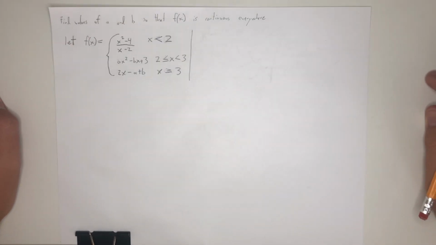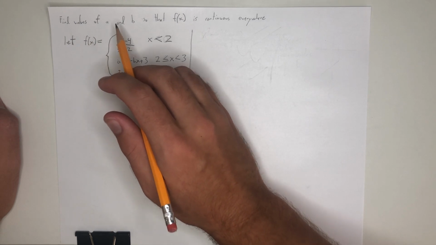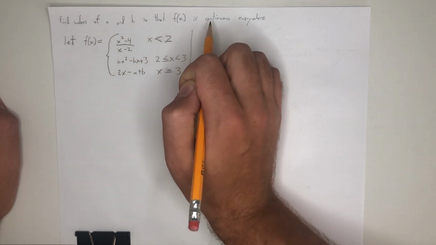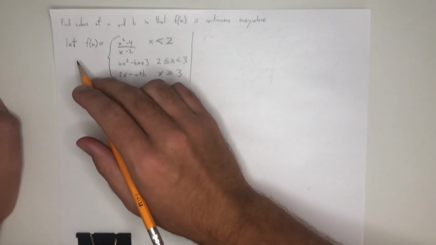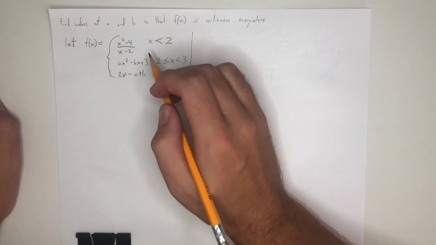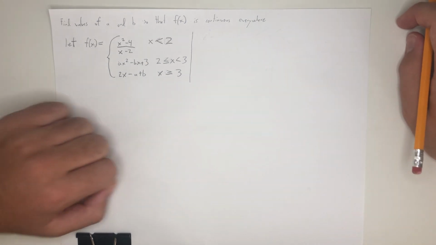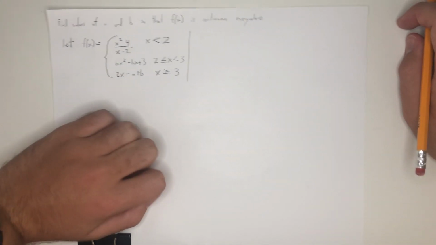Hello there, this is Holt, and we have a problem that reads: find values of a and b so that f of x is continuous everywhere. Our function f of x is a piecewise function that has three parts, defining what our function looks like for certain intervals of x.